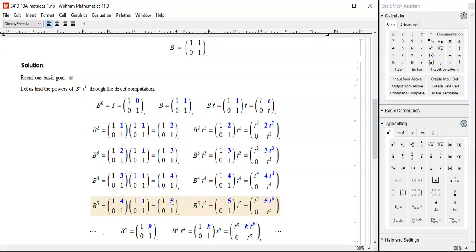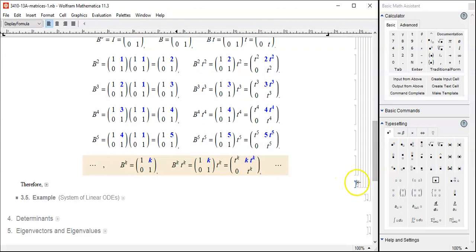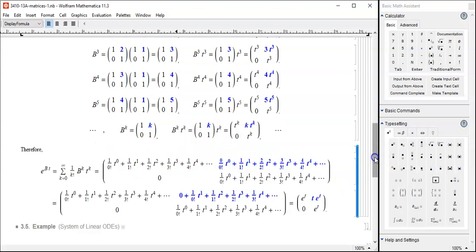You see the pattern, I guess. Arbitrary k comes here. Upon multiplying t to the k power, we get these matrices. And that's the general pattern. Make sense? Okay. Now let's add those up with appropriate factorials to divide. And it's t here.